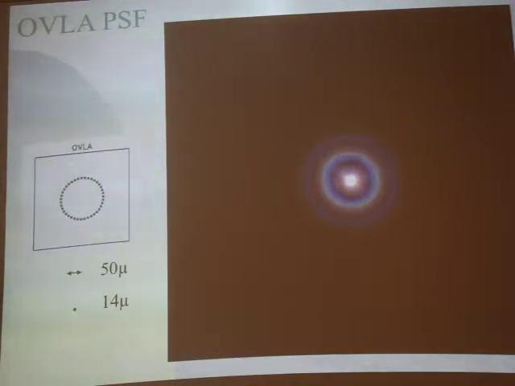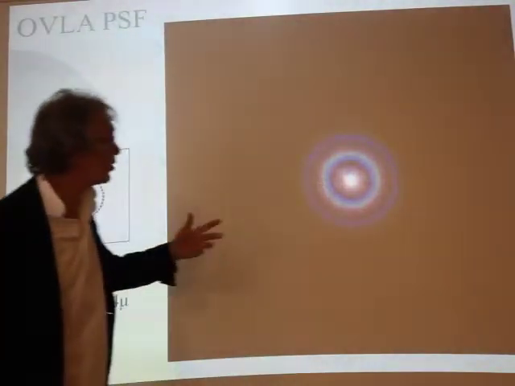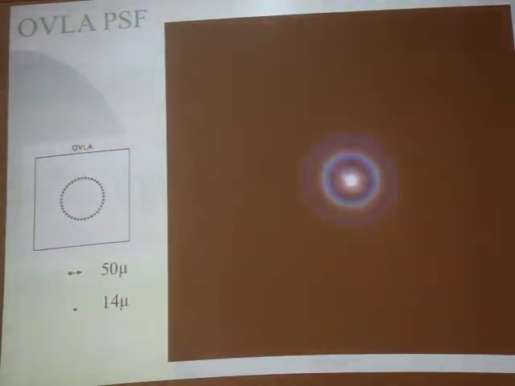And so what we did here, we just took our microinterferometer and looked at a point-like source, and this is what you see. So this is what you could call the point spread function. It's what you see for a point-like star.